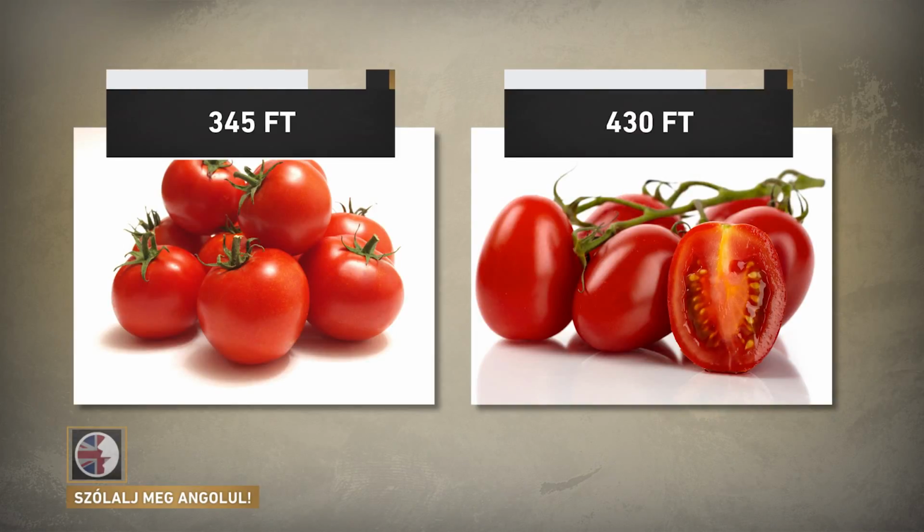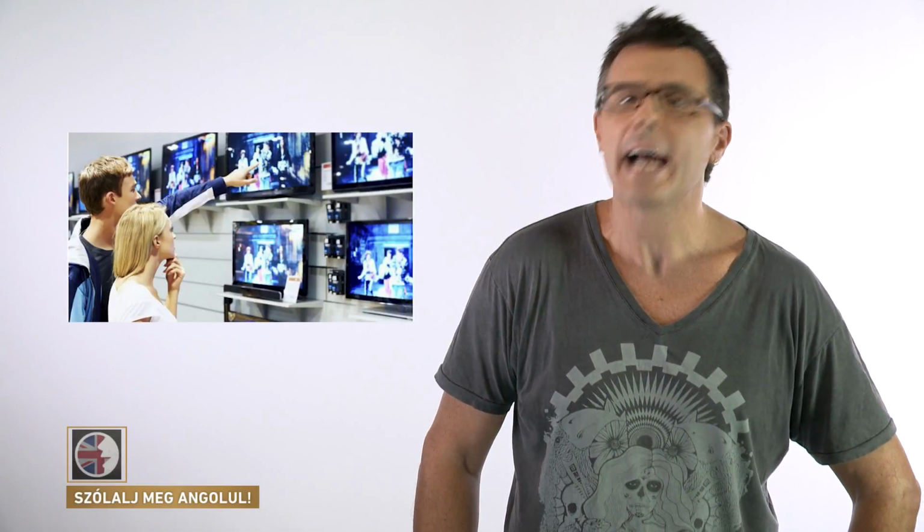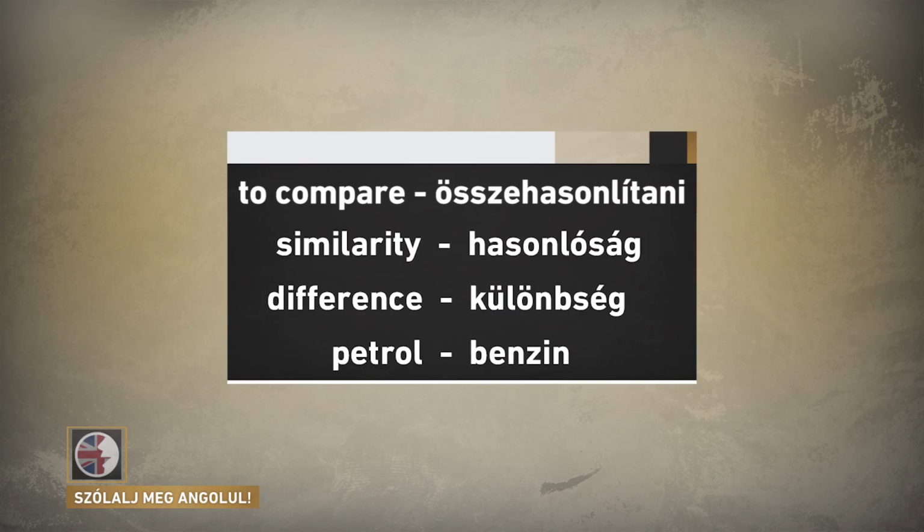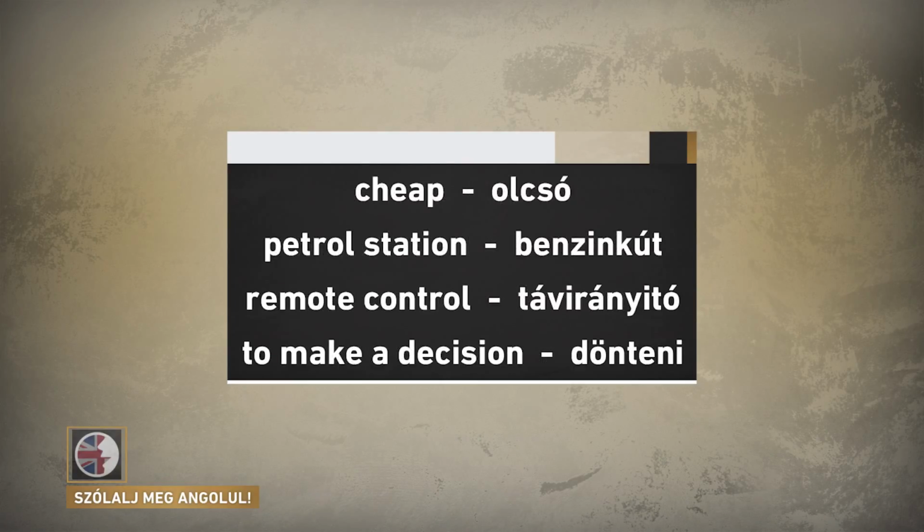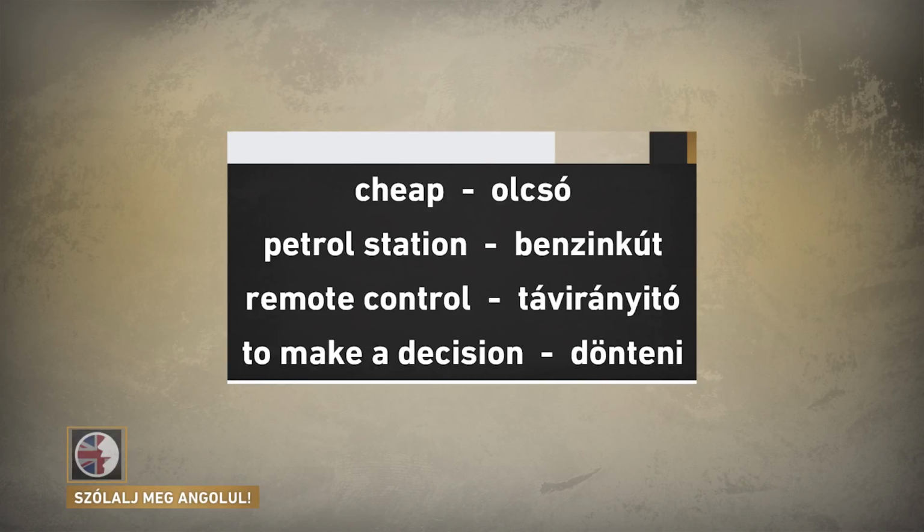When we're driving, we compare the prices of petrol at different petrol stations, so we know where we can get cheap fuel. When we go to the shops, we compare prices. I can buy this can of tomatoes for 345 forints, or this can of tomatoes for 430 forints. When we want to buy a new TV, we go to a TV shop and compare different TVs. We look at the information about the TVs. We compare the different pictures. We compare the remote controls. We compare lots of things before we make a decision.